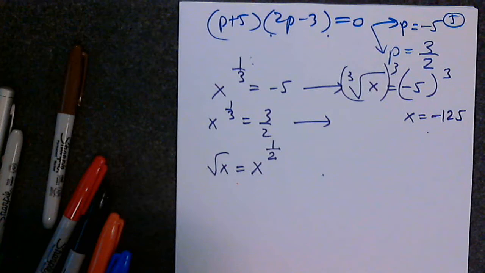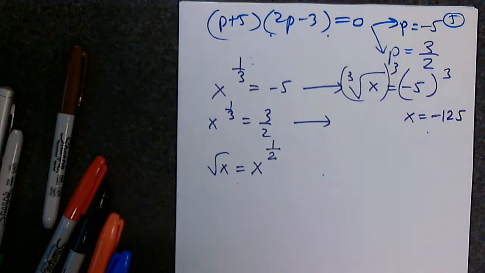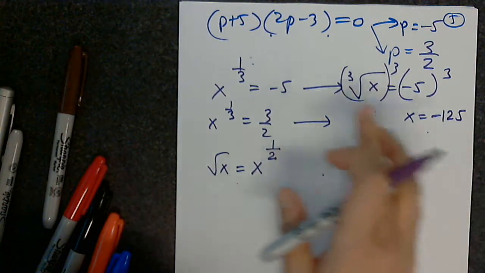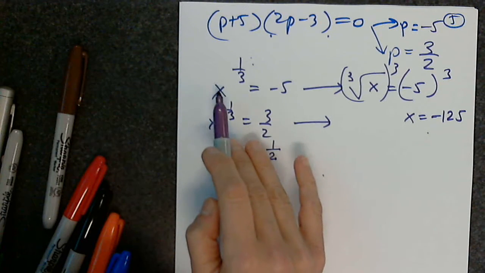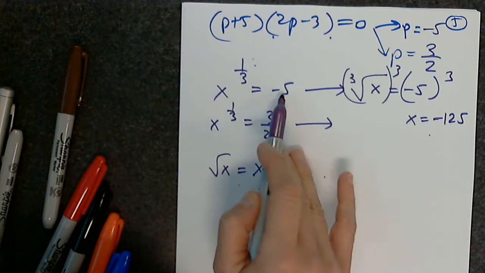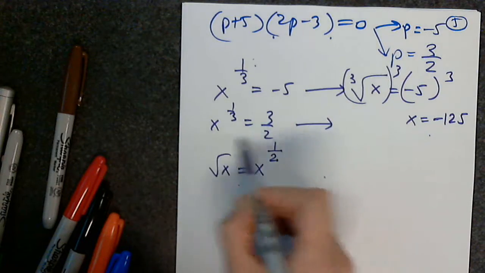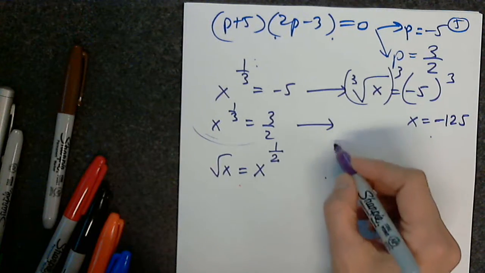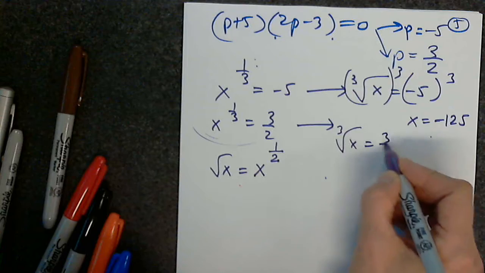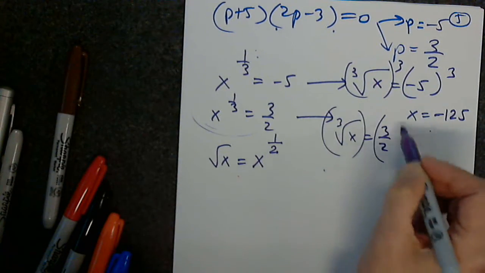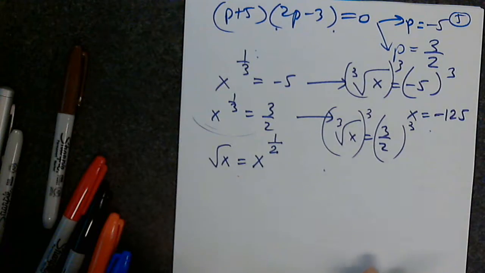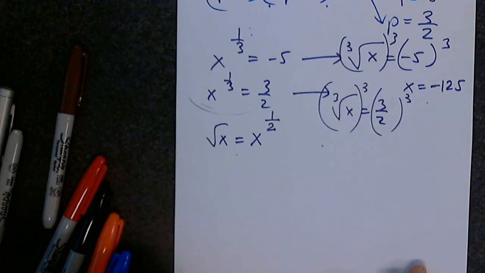Notice the fact that I always have to check. If you remember, we said last time, I have to check. So when we go back, we can check. This is indeed true. The cube root of -125 is -5. Okay, what do I do here? It's the same thing. It's the cube root of x equals 3/2. In order to undo the cube root, it's the same procedure. I have to raise both sides to power 3.